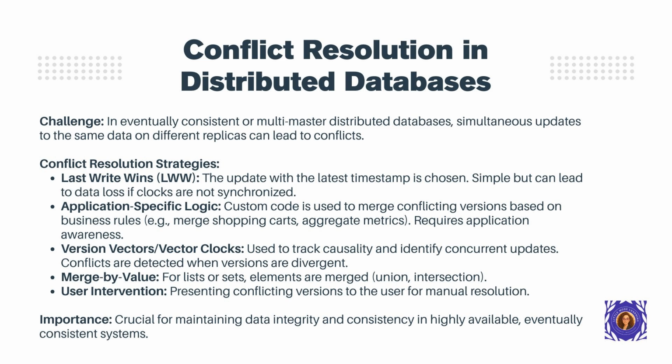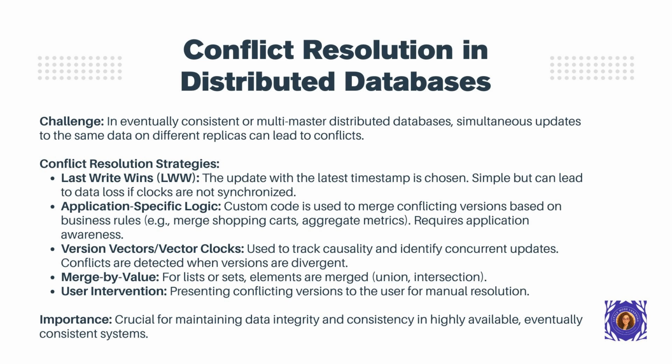Imagine two users independently editing the same document on different replicas. Both changes are valid locally. When these concurrent changes propagate, the system must decide which version to keep or how to combine them to achieve a single, consistent state. Various approaches are employed. Last write wins, LWW, which simply takes the update with the latest timestamp.